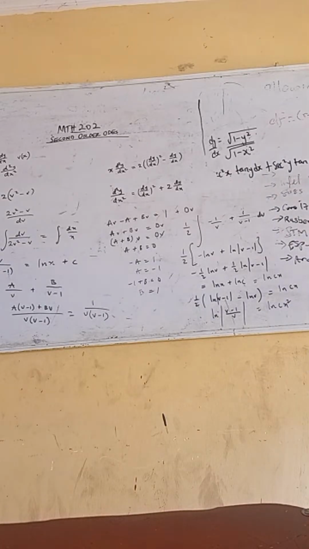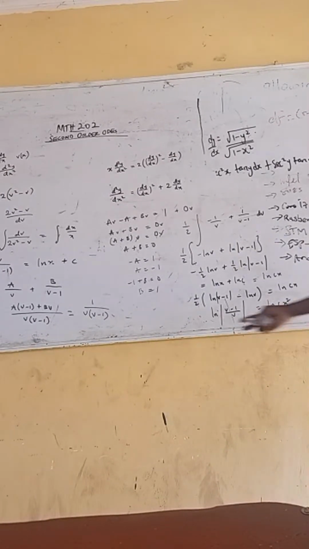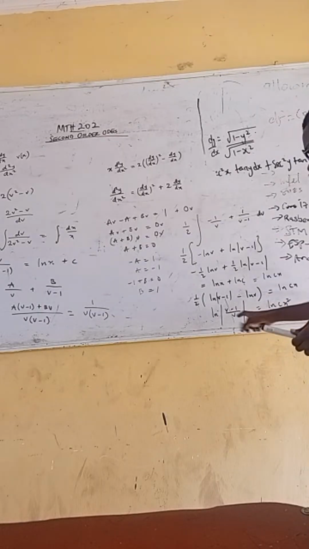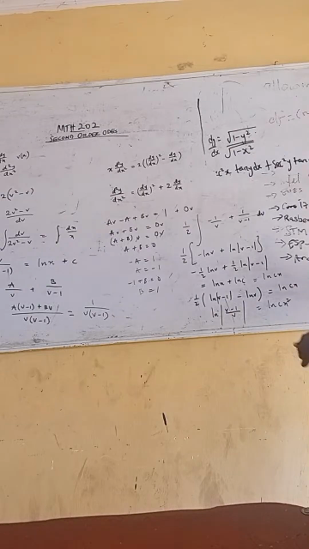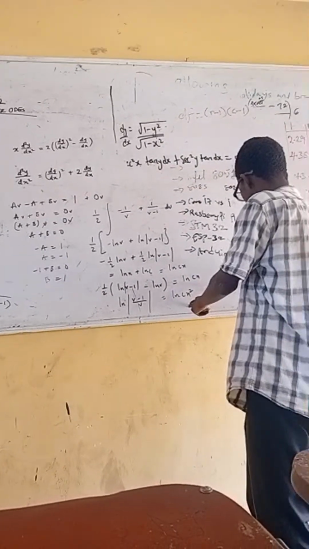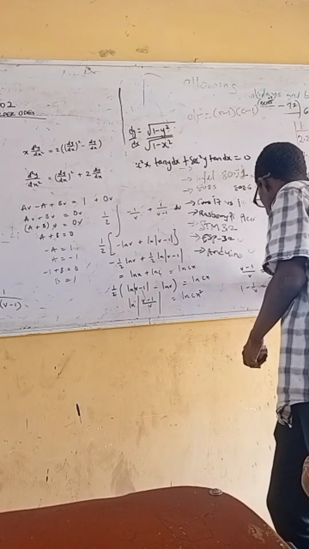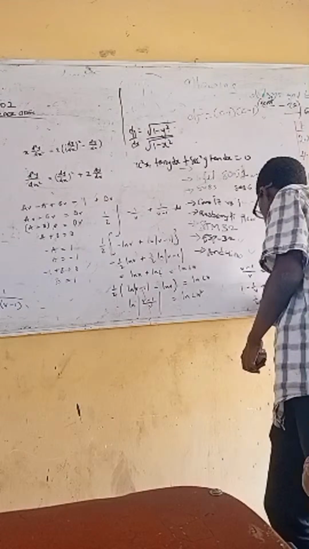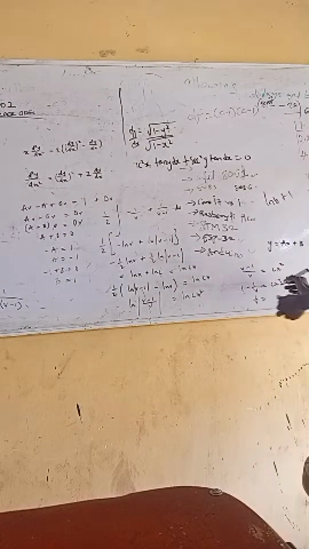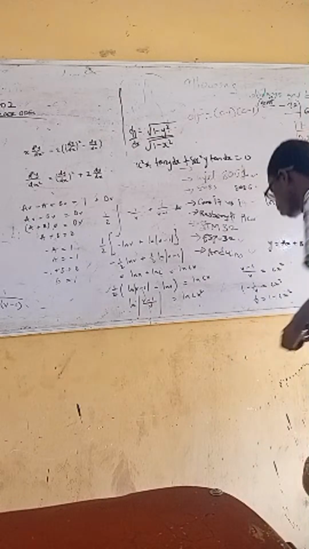Do we get what I'm doing, please? If everything here is ln, that means what is inside is equal to what is inside. So v minus 1 over v equals Cx squared. So do this: 1 minus 1 over v equals Cx squared. I'm bringing this to the other side, and this to the other side, equals 1 minus Cx squared.